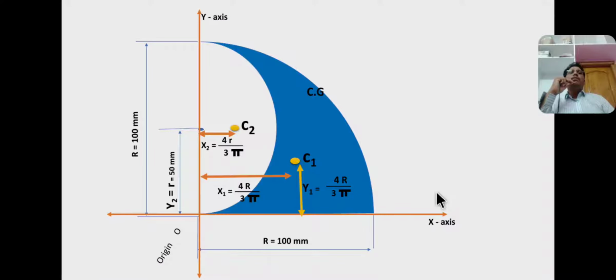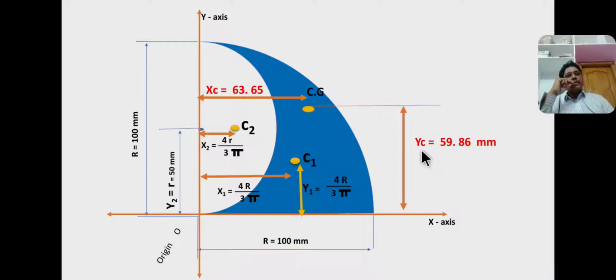Now here I am showing the final position of the centroid for this composite section. C1, C2 are the individual centroids. C1 is the centroid of a quarter circle, C2 is the centroid of a semicircle, whereas capital CZ is the centroid or center of gravity of the entire composite section. It is at a distance of xc equal to 63.65 mm from y-axis, and yc equal to 59.86 mm from x-axis. So CZ is the final answer for our problem.